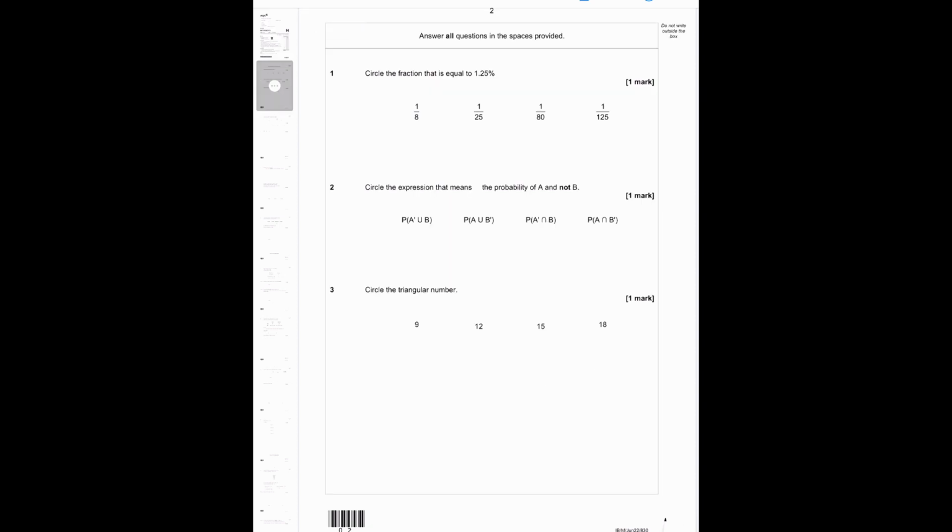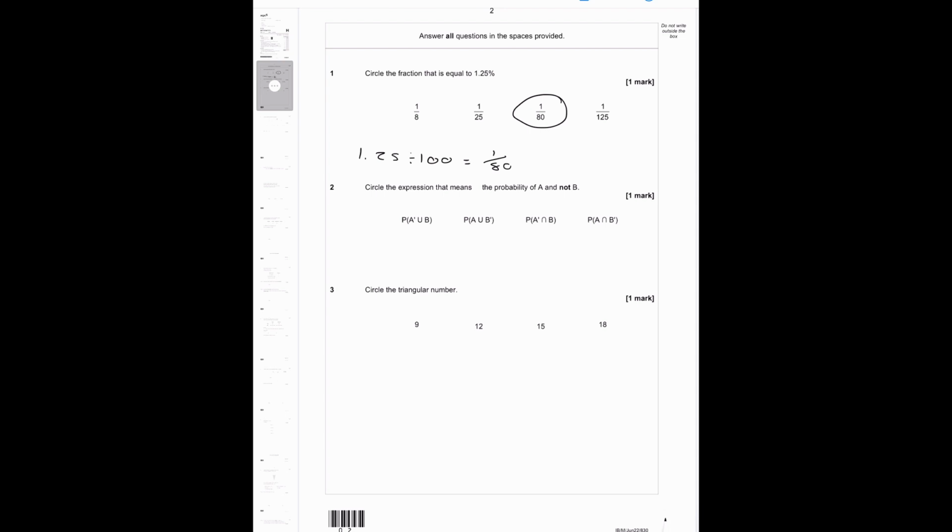Question 1 says to circle the fraction that is equal to 1.25%. To do this we do 1.25 divided by 100, and if you put this into your calculator it will come up with 1/80, so that is your answer. If your calculator comes up with decimals, hit the S-D button and it'll turn it into a fraction for you.